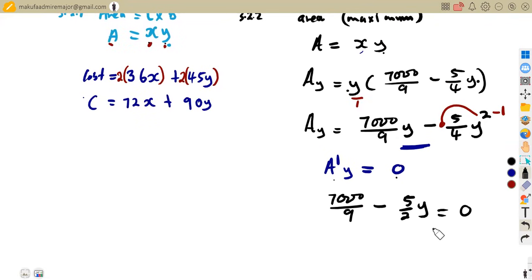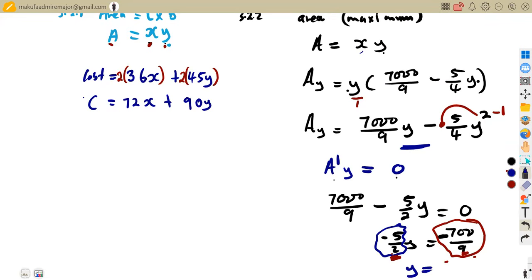We can solve for y. Minus 5 over 2y is equal to minus 7,000 over 9. It's going to be a negative. To remove this, we divide both sides by minus 5 over 2. So at the end, y is going to give us 311.111, like that. That is the value of y, or as a fraction, but you can just write it as a decimal.